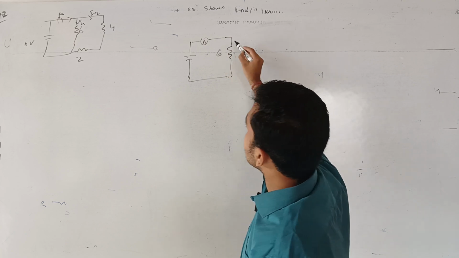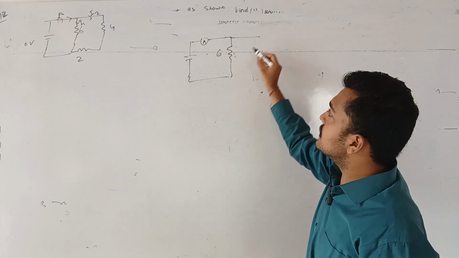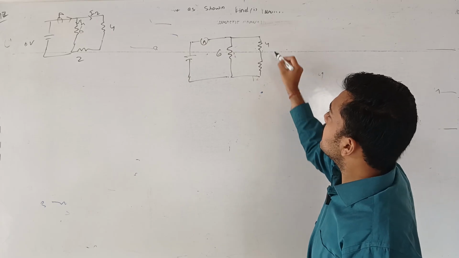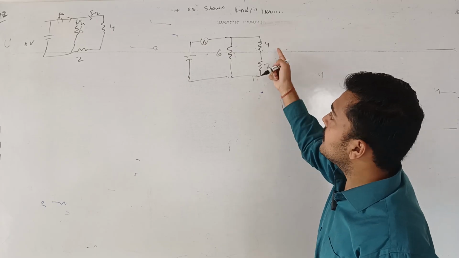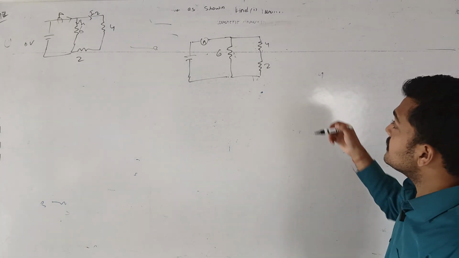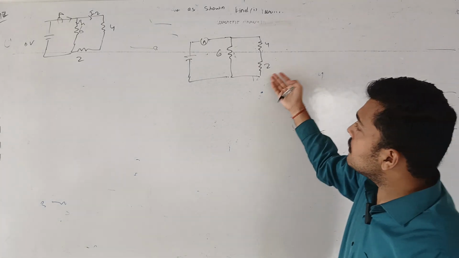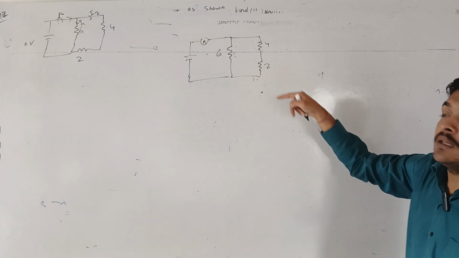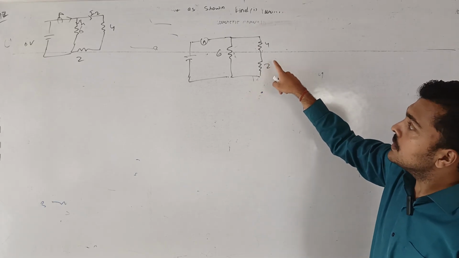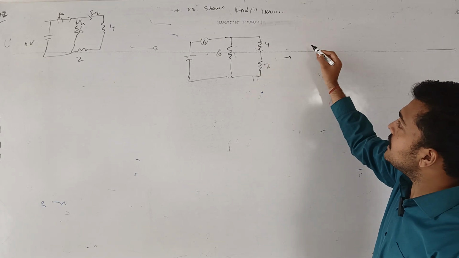This is a 6 ohm resistance, and there are 2 resistances, 4 ohm and 2 ohm. The 4 and 2 ohm are in series, and that series is in parallel with the 6 ohm resistance. Because the 2 ohm is here or here, it does not matter. Because this is a conducting wire, we can draw the 2 ohm here also. So now we can clearly see these are in series.